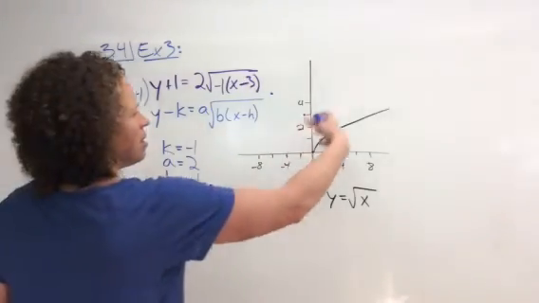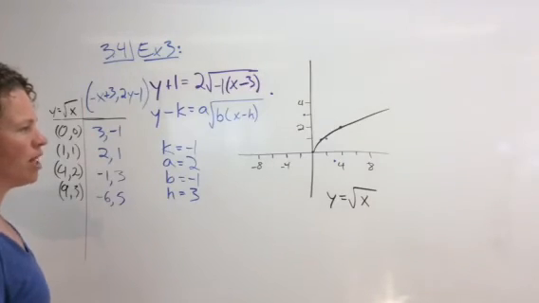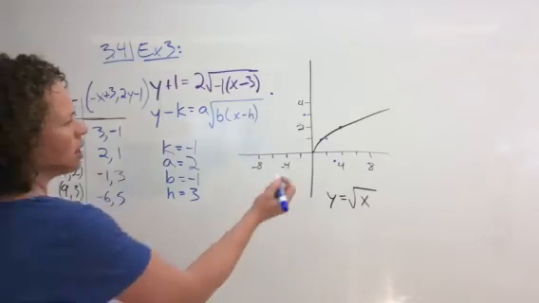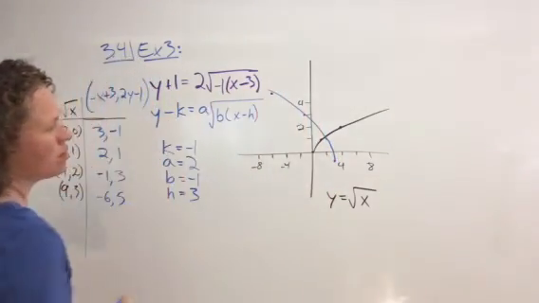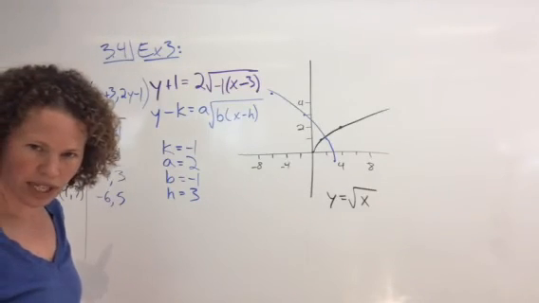And we see that this was originally half of a parabola. So we can connect these points to kind of reflect that.